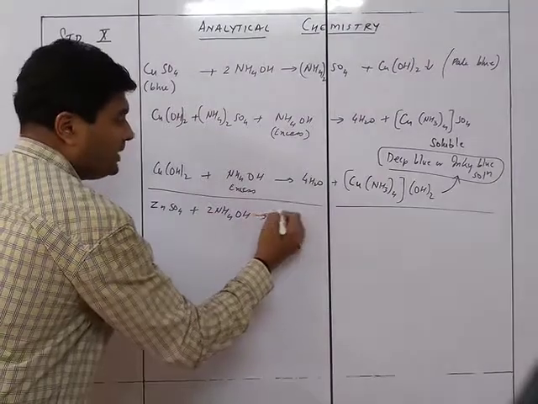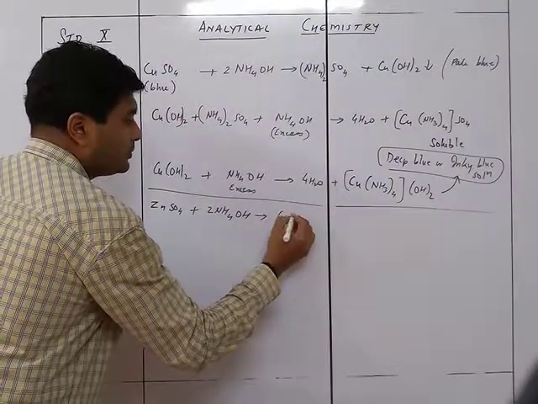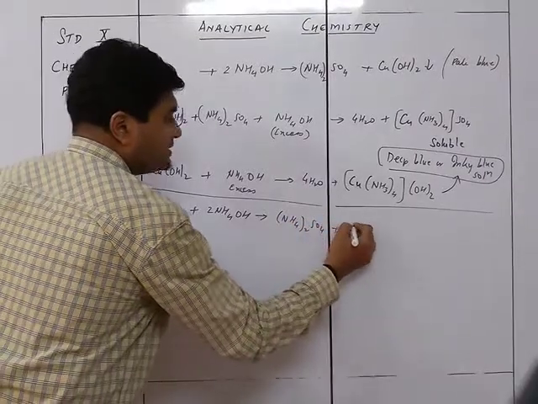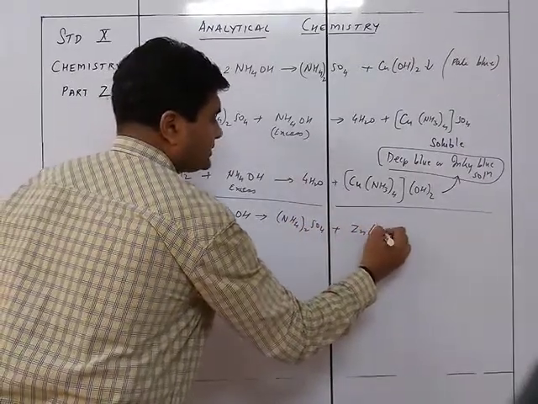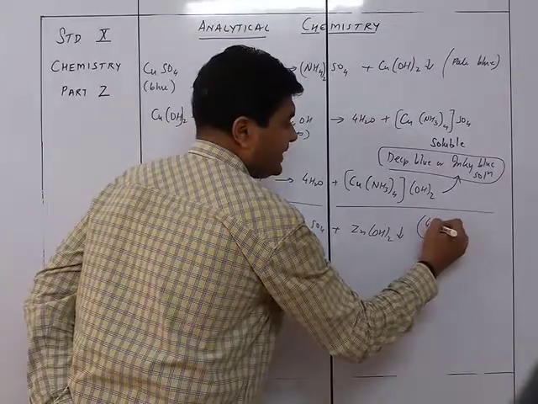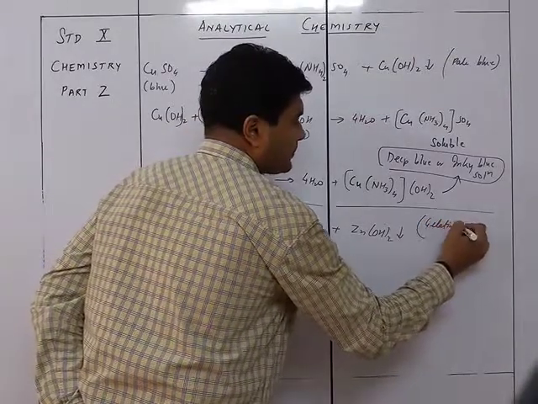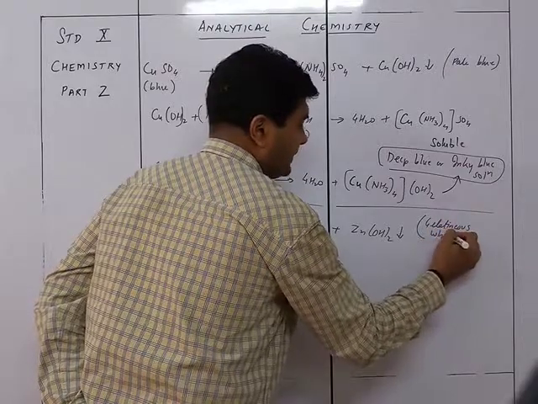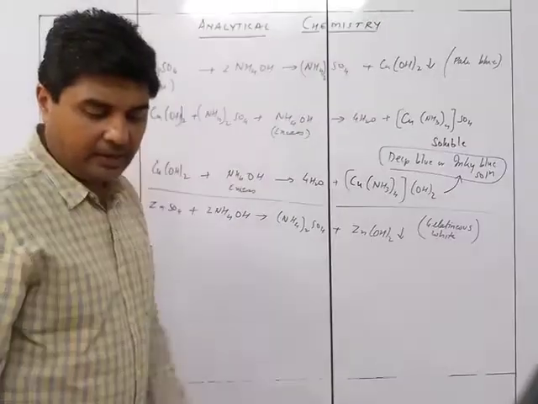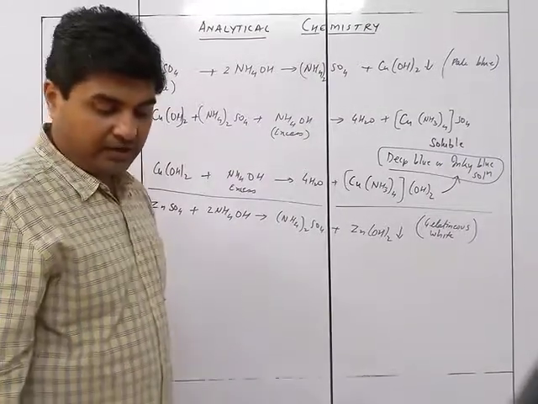2NH4OH is going to give me (NH4)2SO4 plus Zn(OH)2. Now this of course is the same thing as a gelatinous white precipitate. So the precipitate formed will be a gelatinous white precipitate, or dirty white color.